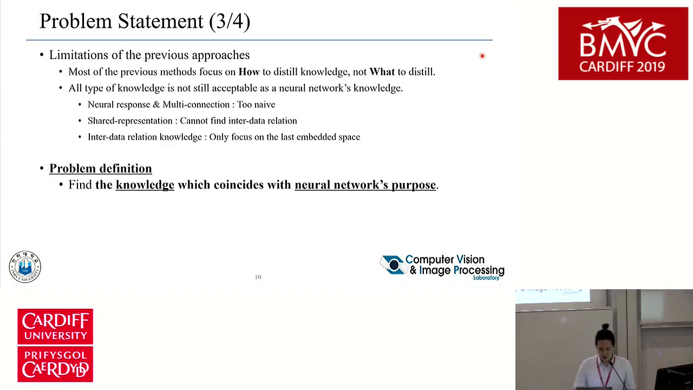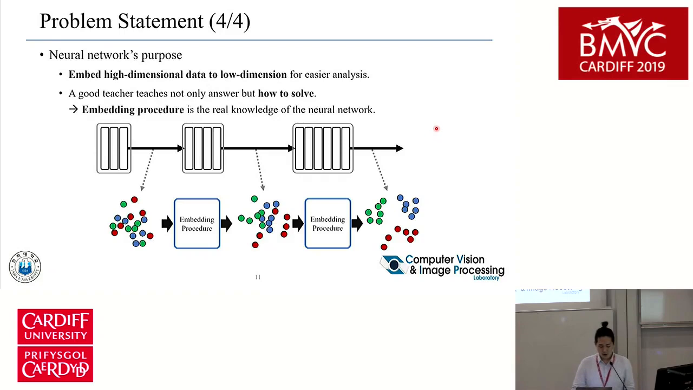Recently, inter-data relation knowledge has been proposed. However, it is not enough because most of them only focus on the relation in the last embedded space. We found that this problem is due to the inconsistency between the selected knowledge and the neural network's purpose. The neural network's goal is to map high-dimensional complex data onto a low-dimensional space for easier analysis. For example, in a classification task, the neural network maps same-class data onto similar positions and separates them from other class data. This is called embedding, and we believe the knowledge has to represent this.